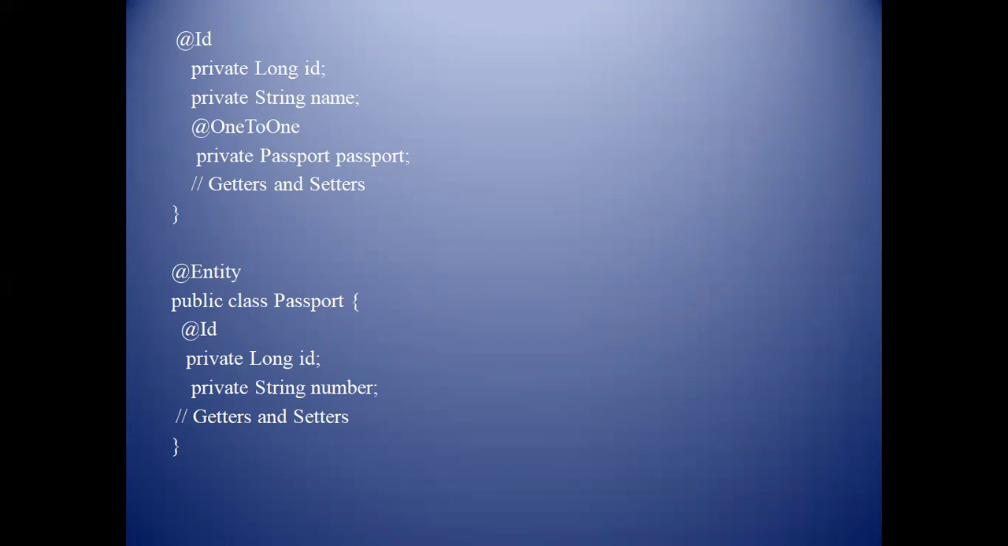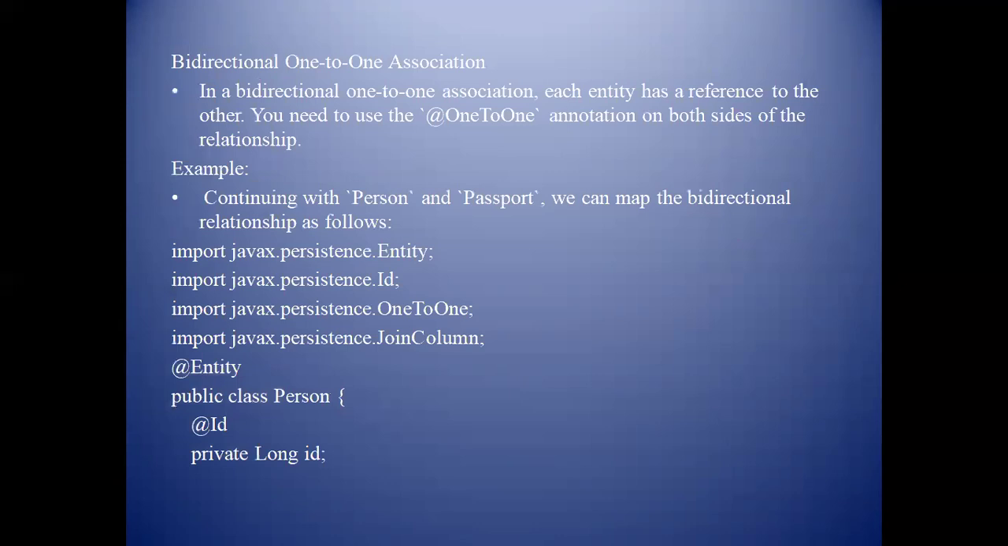Now we are going to create a Passport class. This is another table: @Entity, public class Passport, @Id. Here also the primary key is a long id. The other attribute is a String, the passport number. Okay, then the getter and setter will be there.